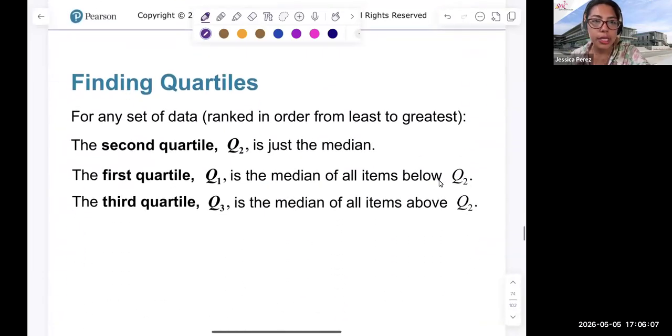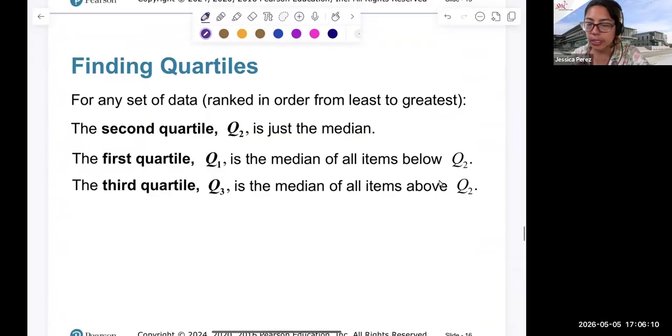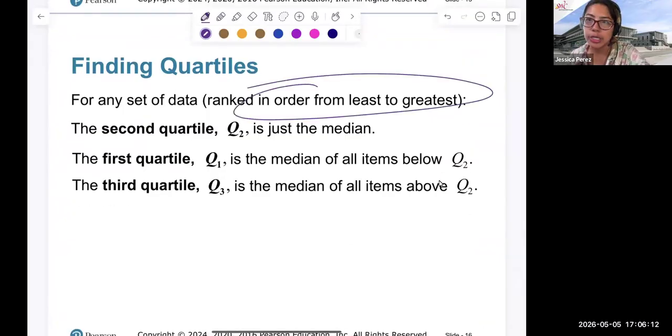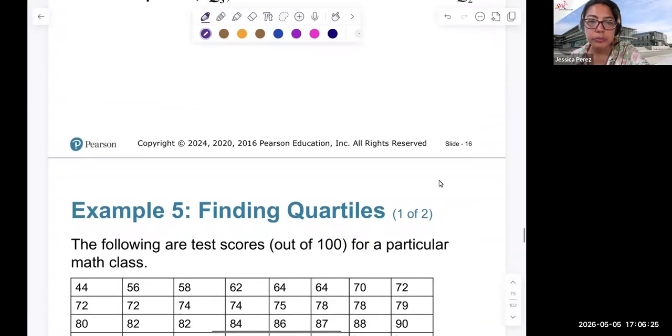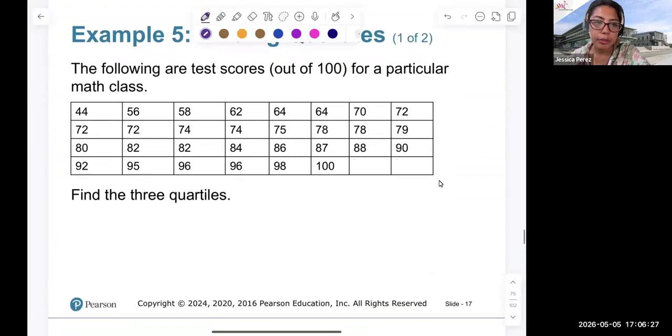Now, when you're finding a quartile for any set of data, you always want to make sure you order your data from least to greatest. Then quartile 2 is your median. The first quartile is the median of the values below Q2, and the third is the median of all of the values above Q2.